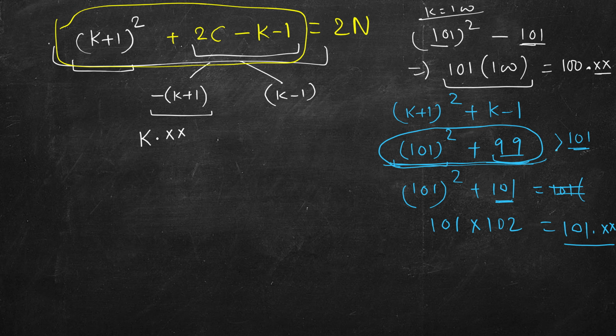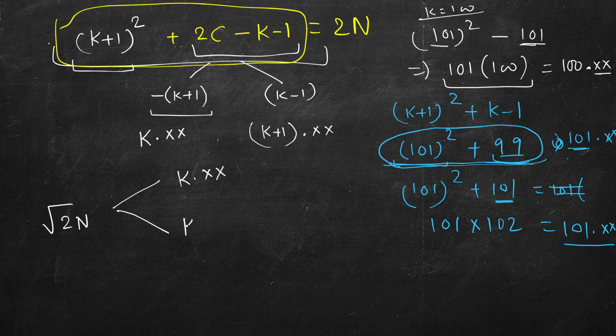That means this term is also 101.xx. So what is 101 here? k plus 1. So the maximum value can be k plus 1 point xx. So this is the square root of the left hand side, so you have to take a square root on the right hand side also. Here it's equal exactly. So square root of 2n is either k.xx or k plus 1.xx.